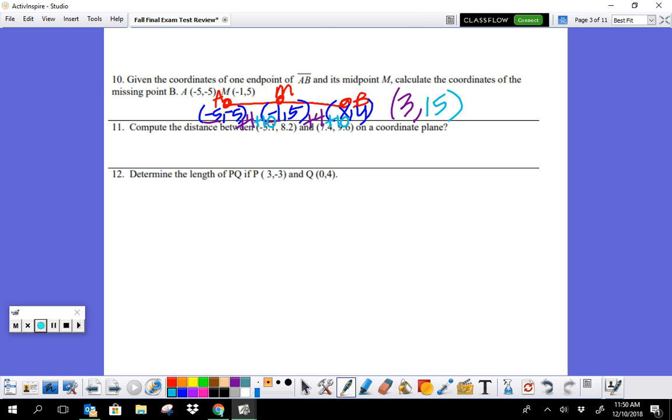Okay, if you want to put that point down and then double check it, if you have a graph somewhere in your final exam, you could always plot those points and see if that makes sense. Okay, number 11, compute the distance between those 2 points.